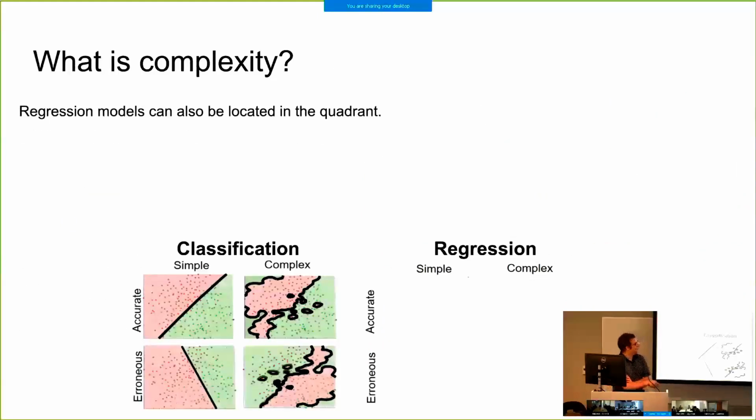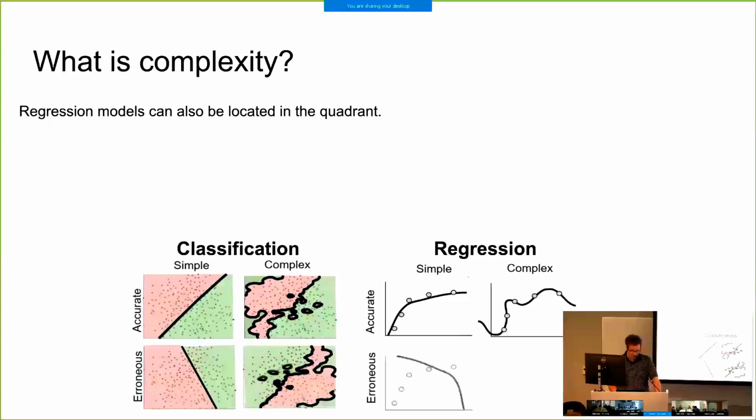All right. Before I attempt to answer that question, I also want to mention that this quadrant idea that I'm pitching also applies to regression. So we can imagine regression models, trend lines that are accurate and simple, that are accurate and complex, that are erroneous yet simple, and erroneous and complex. So this quadrant applies to both kinds of supervised learning.